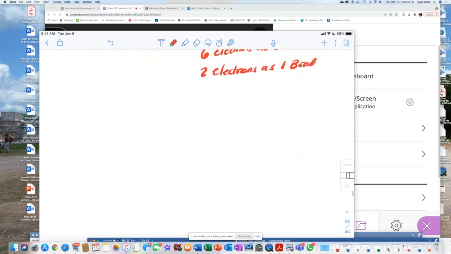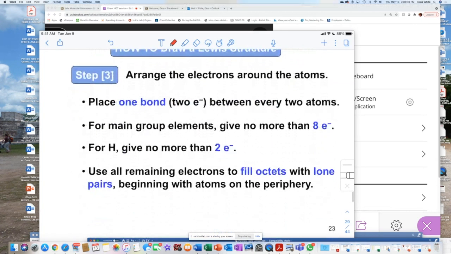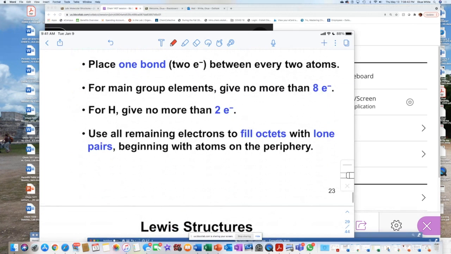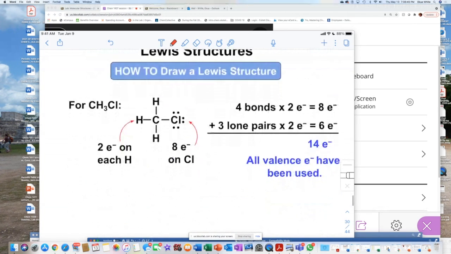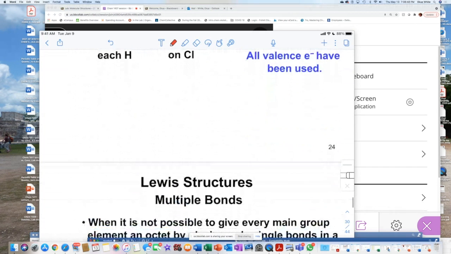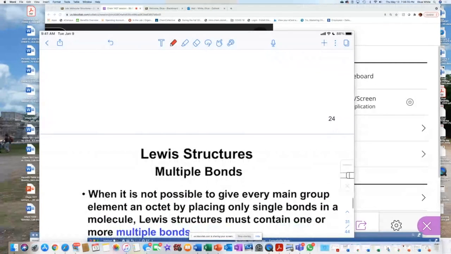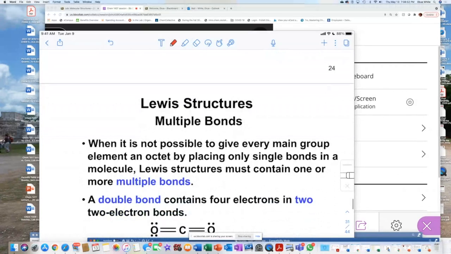Once again, feel free to pause and go back and forth, whatever you need to do to go over that again. So they go through that, they explain that to you, and in the end, we end up with essentially using all the electrons available.